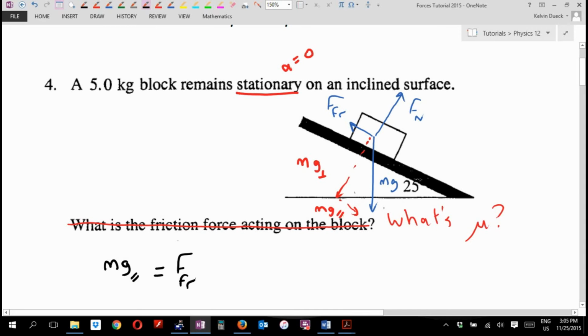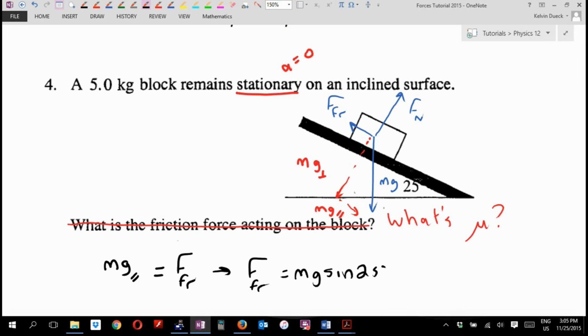Okay. So if it just said find the friction force, I would say the friction force is mg parallel, mg 2 lines. Help me out. So I would go, it's mg sine 25, and I would have answered the question that I crossed out. Only, what did I say instead? What do I want to find? What's mu? Where does mu appear? Well, here, friction is what times what?